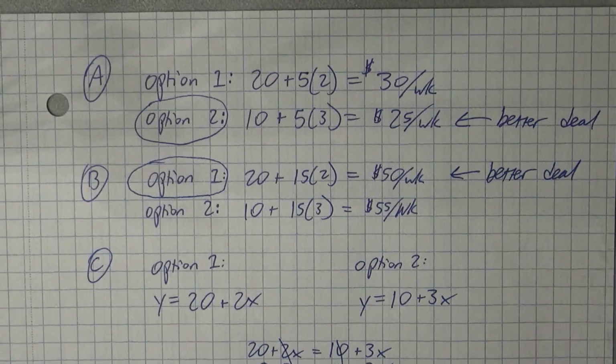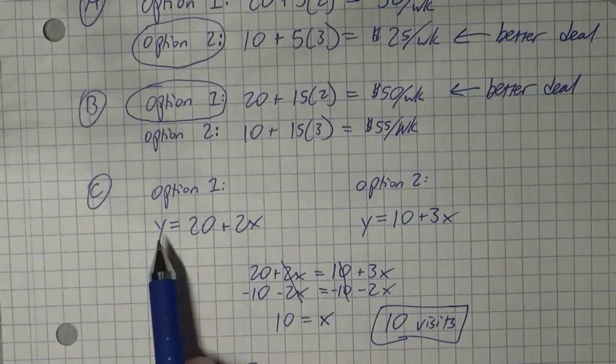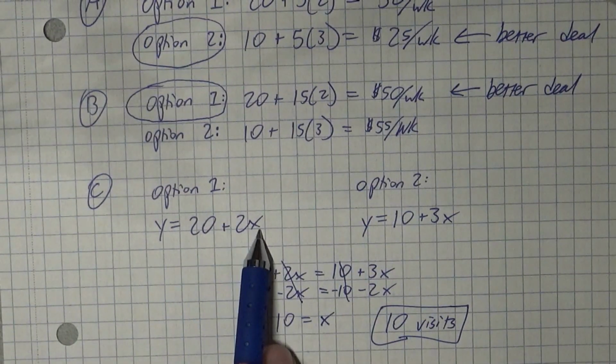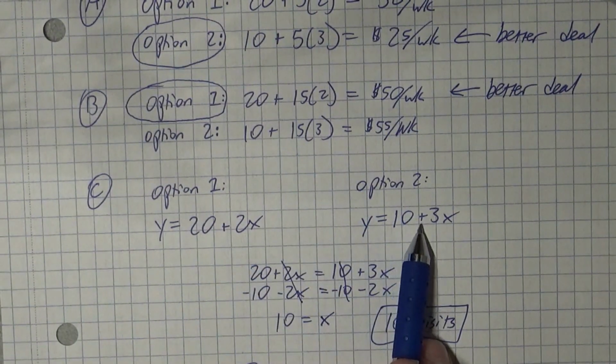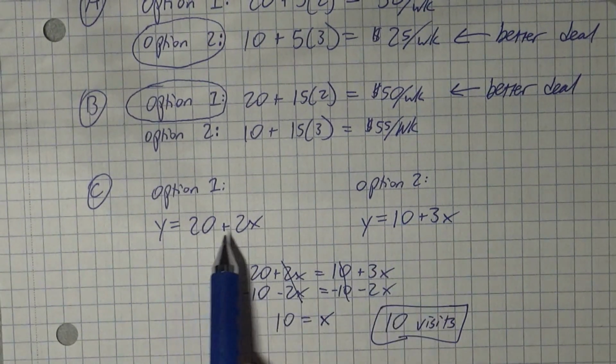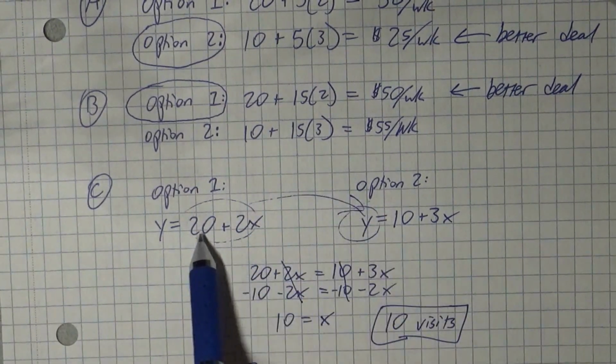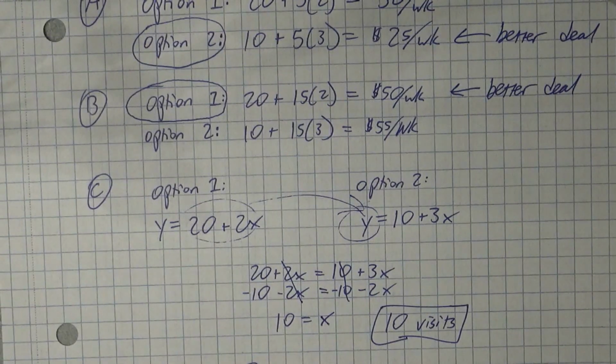Question C asks to find out what's the point where they're the same cost, where it doesn't matter which option you pick, the crossing over point, if you will. So we have two equations. Option 1 is $20 plus $2 per visit. Option 2 is $10 plus $3 per visit. I'm going to use substitution. Substitute this expression for the y over here, because I know that those are the same thing. Now I have one equation, one variable. I solve for it, I get x equals 10, or 10 visits is the crossing over point.